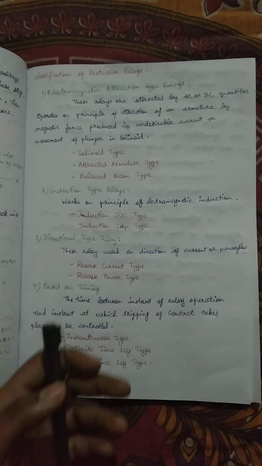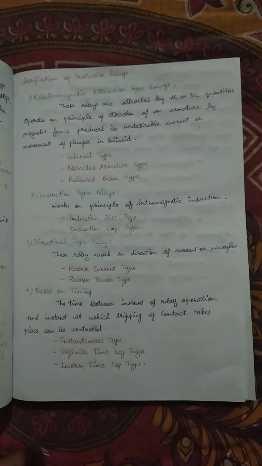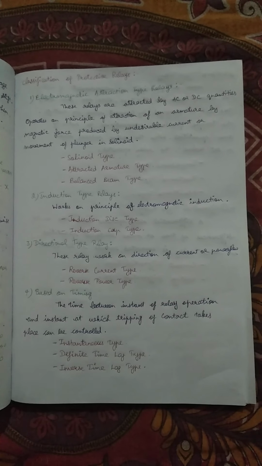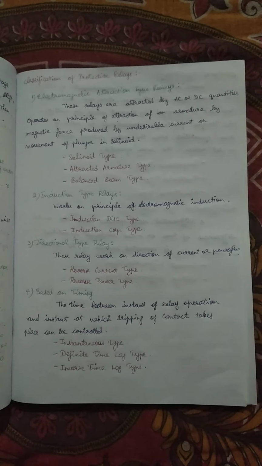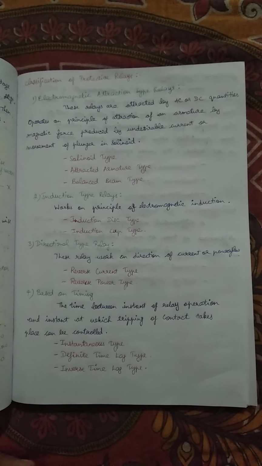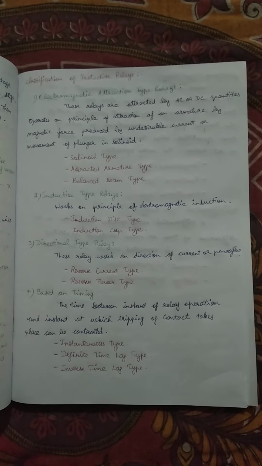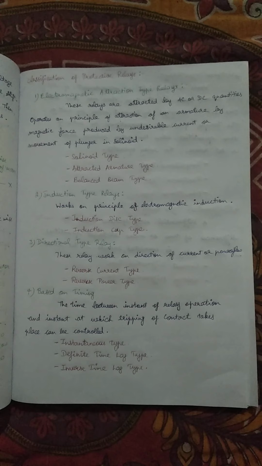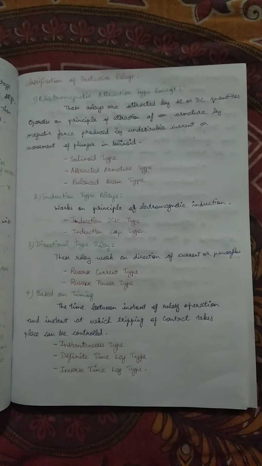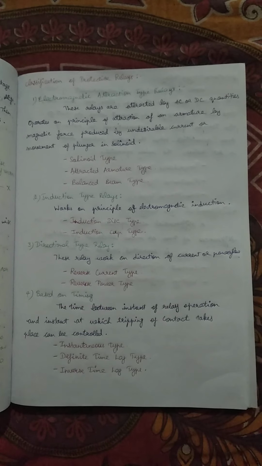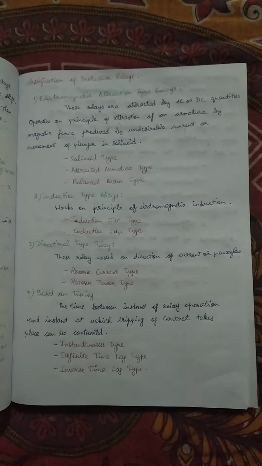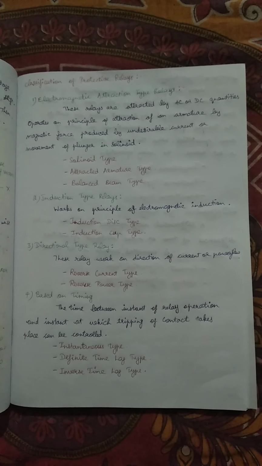So as you know, the armature gets attracted due to the magnetic force produced by the undesirable current, or the movement of the solenoid. That current quantity can be achieved only when we apply AC or DC quantities, which means the voltage. After applying the voltage only, this action will take place, the armature gets attracted and our relay coil gets picked up.